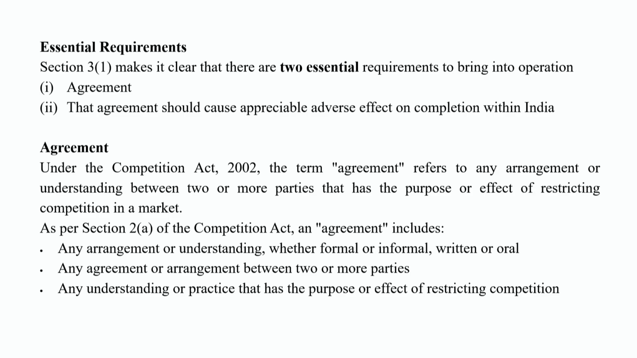If you remember the agreement within the meaning of the Indian Contract Act 1872, there was a distinct meaning of the agreement. But for the purpose of this act, agreement even includes any type of arrangement if it takes place between two persons, or the enterprise or association of enterprises, or persons or association of persons. It even includes any understanding, that means it is not required that you evidently have to prove that there is an agreement.